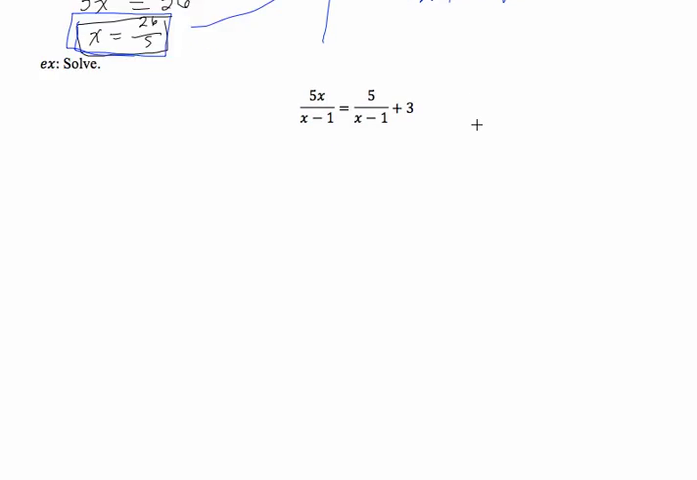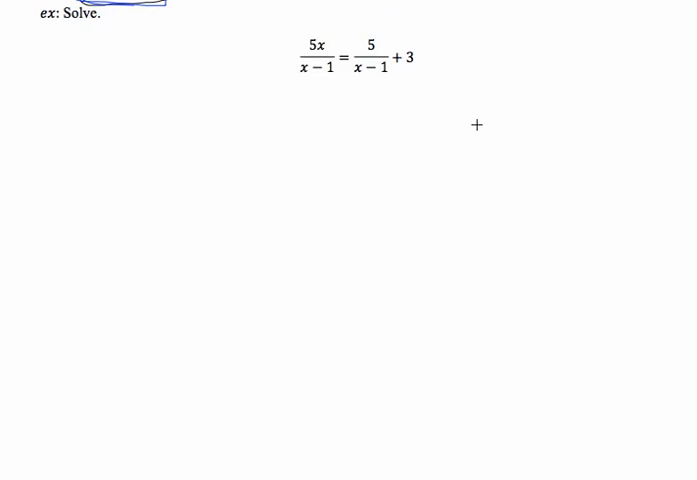Let's solve this one. 5x over x minus 1 equals 5 over x minus 1, all plus 3. So clearly the denominator here is x minus 1. It's the only denominator we have. So we'll multiply both sides by x minus 1. So we have x minus 1 times the whole left side equals x minus 1 in parentheses, those parentheses must be there, times the whole right side.